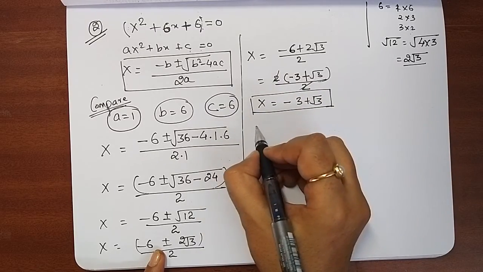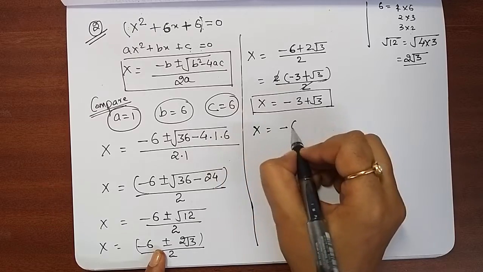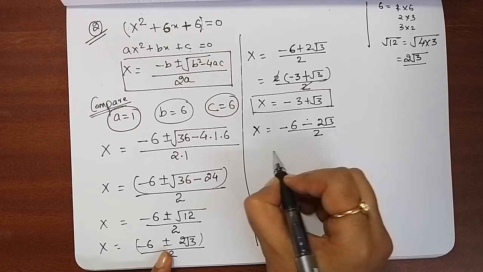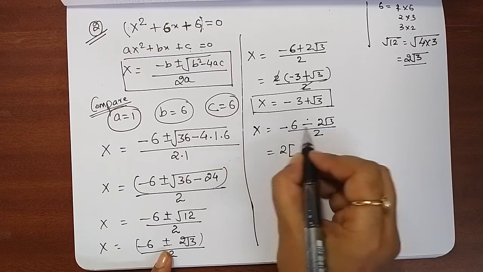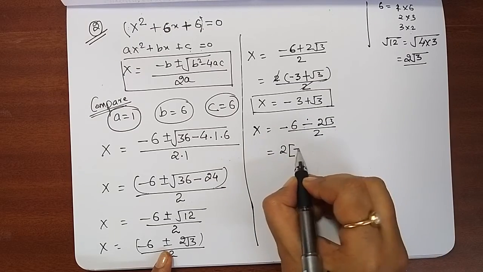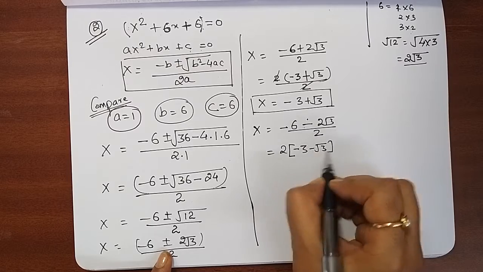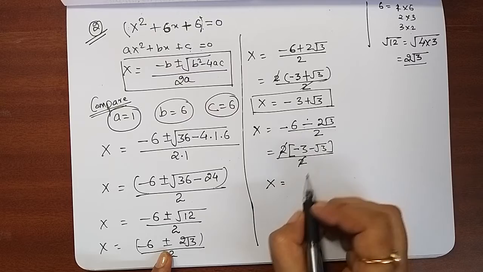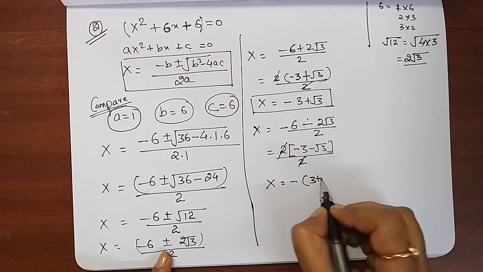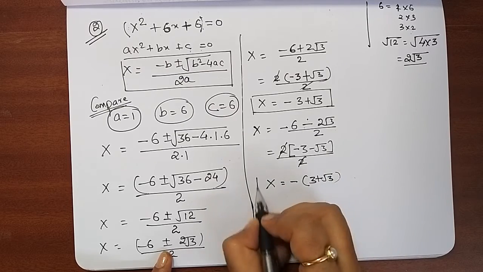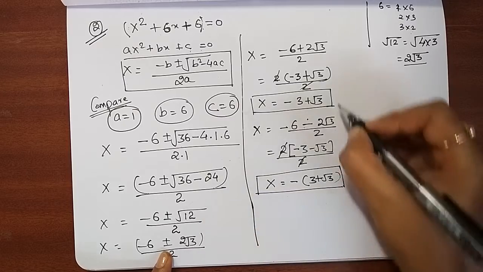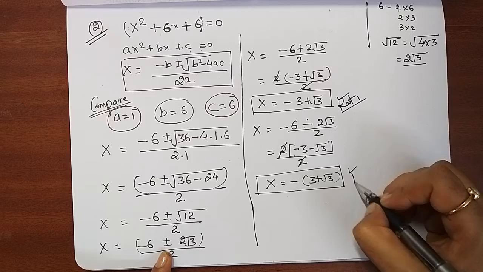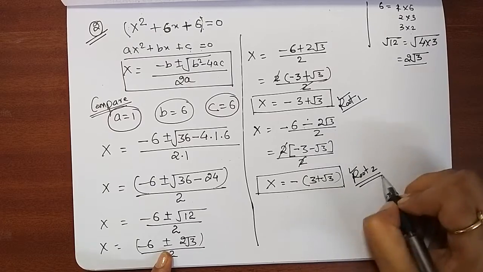Now let me take the second possible root, which is minus 6 minus 2 root 3 by 2. Again I can take 2 common. So what is left here, guys? Here it is minus 3 minus root 3 by 2. Cancel. So this is my next root. I am just taking minus common to give the answer. So these are my two roots. This is root 1 and this is your root 2.